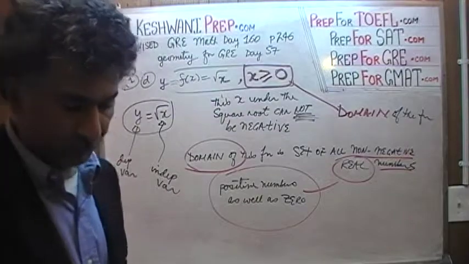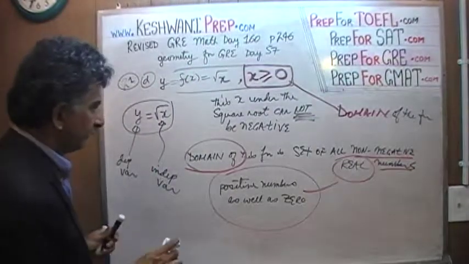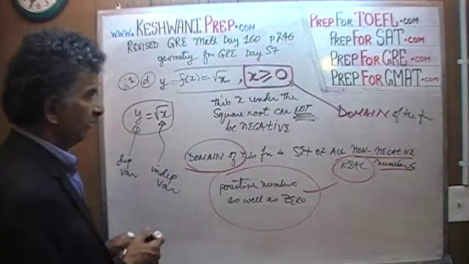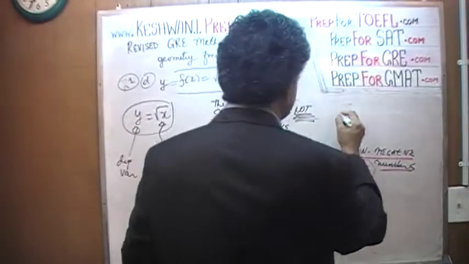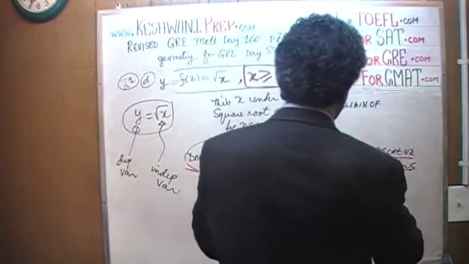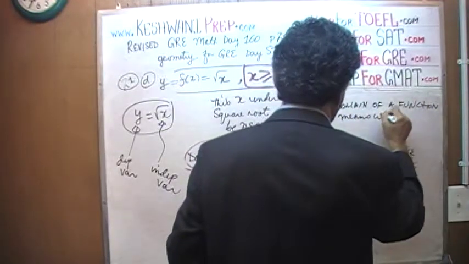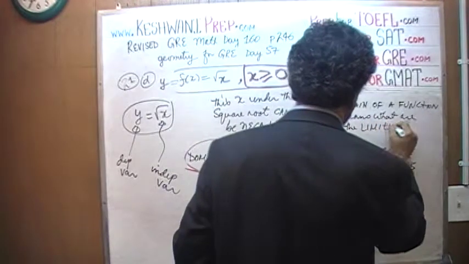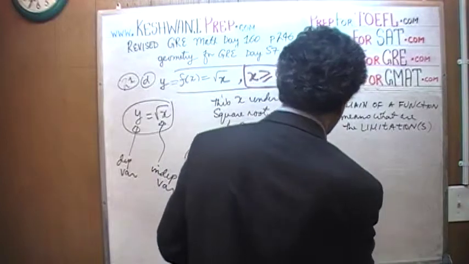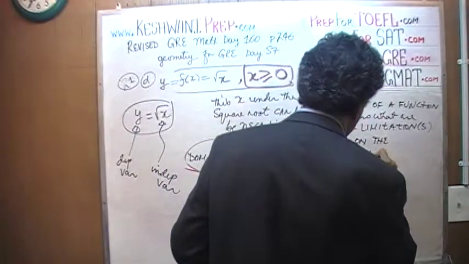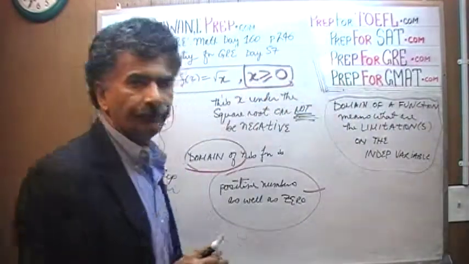What does it mean, the domain of a function? Domain of a function simply means what are the limitations on the independent variable. That's all it is.